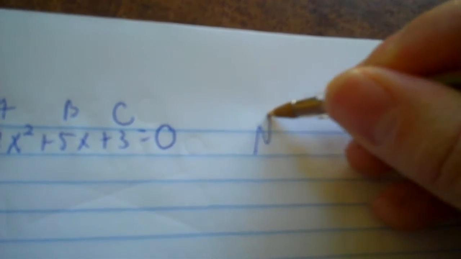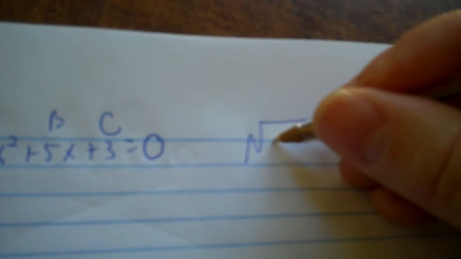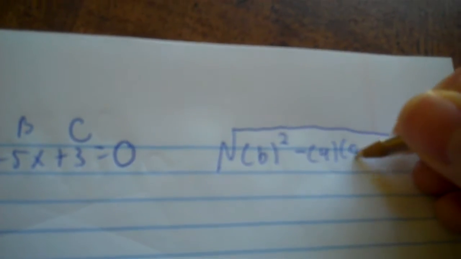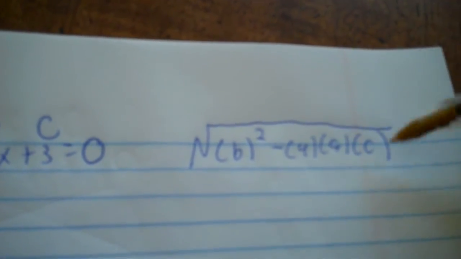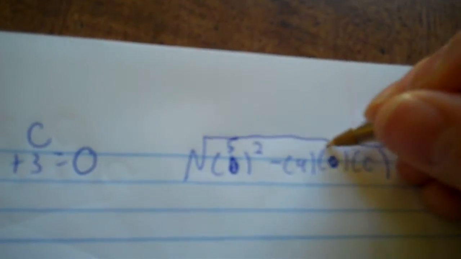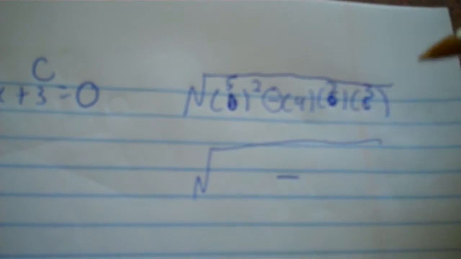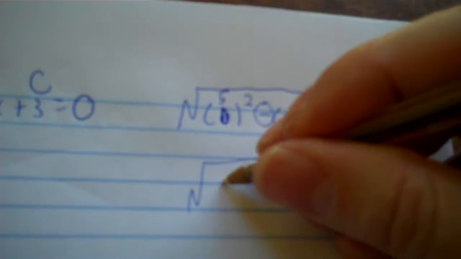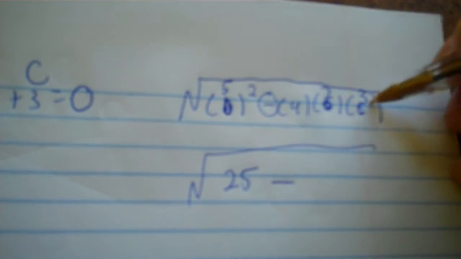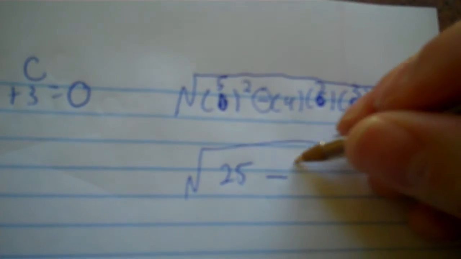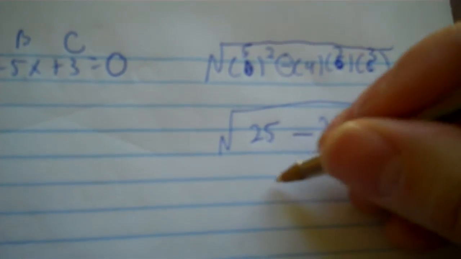What you do is you make a square root and all you put in is the expression B squared minus 4AC, just that part of it, okay? Just that part of it. So B is 5, and then 4, A is 2, and C is 3. So make your square root, put a minus sign right there. And 5 to the second, 5 times 5 is 25. 4 times 2 times 3, that's 8 times 3 is 24. So 25 minus 24 is 1.